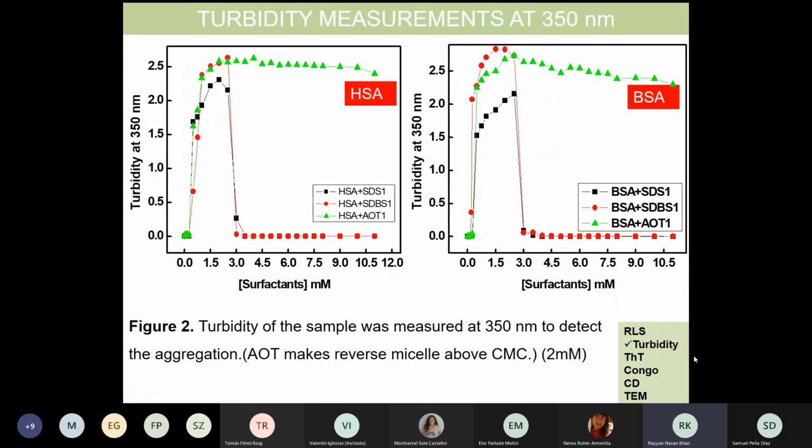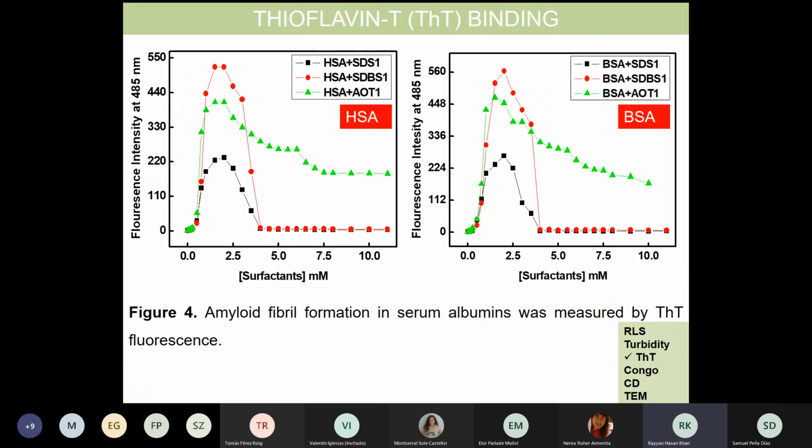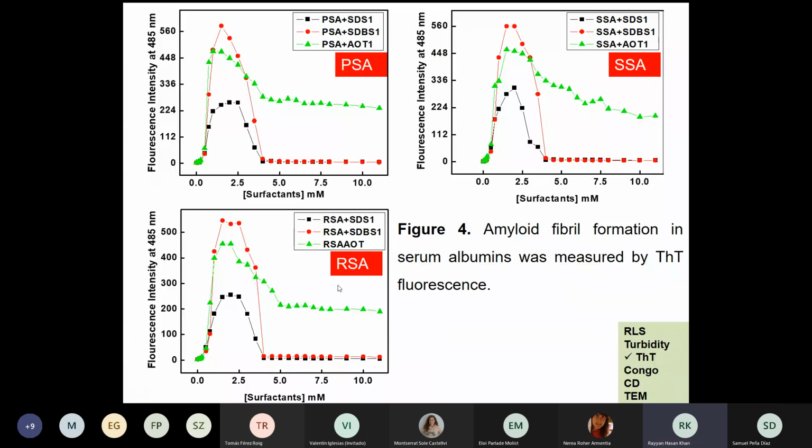Now, the turbidity measurement was performed, and here also we got almost a similar observation: in the presence of AOT up to 11 millimolar concentration, we get a positive turbidity for all the 5 albumins, like PSA, SSA, and RSA. Then we have performed the congo red assay. Again, you can see the congo red binding was also found to be persistent, as we observed with the Rayleigh scattering and turbidity for the 5 albumins. So this is HSA, this is BSA, PSA, SSA, and RSA.